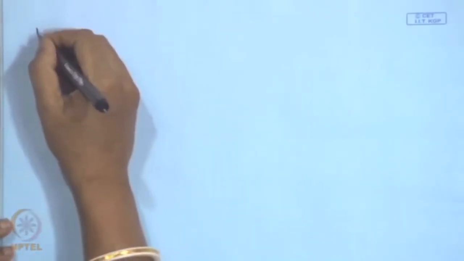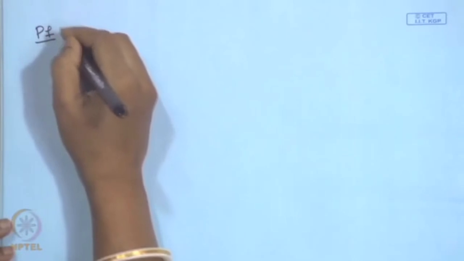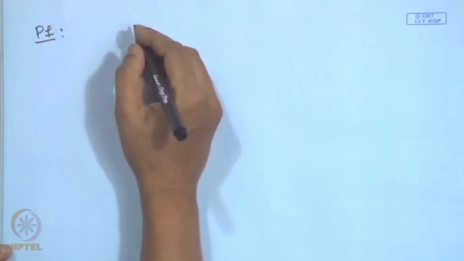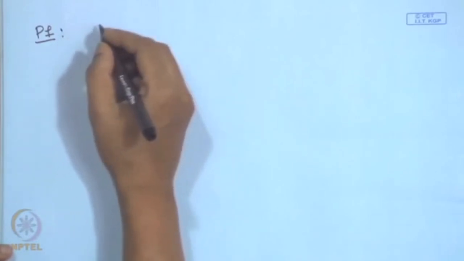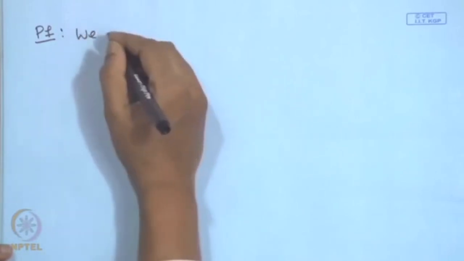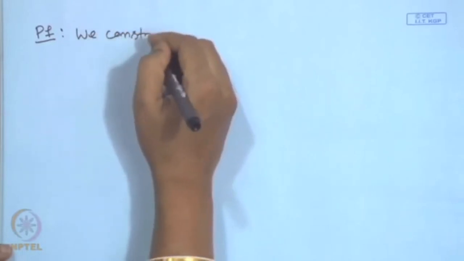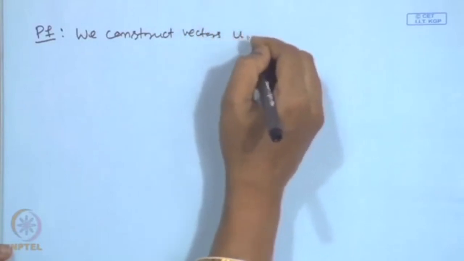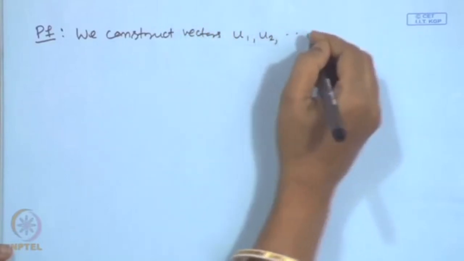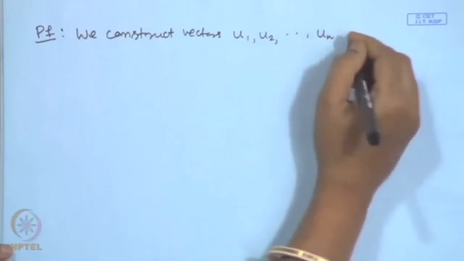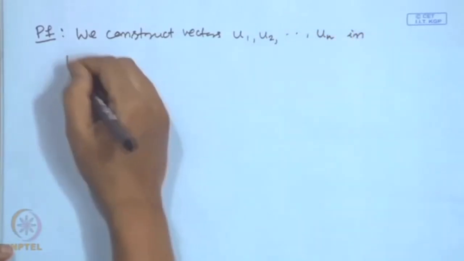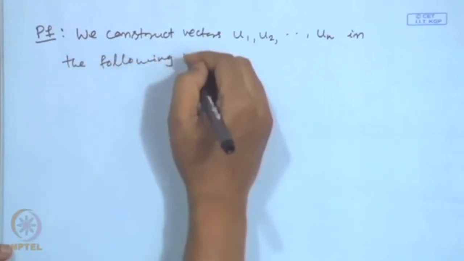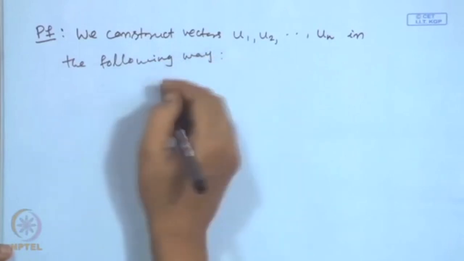So, while proving this theorem, we use this Gram-Schmidt orthogonalization process. So, we construct the vectors u1, u2 to un in the following way. So, that we write in this stepwise.